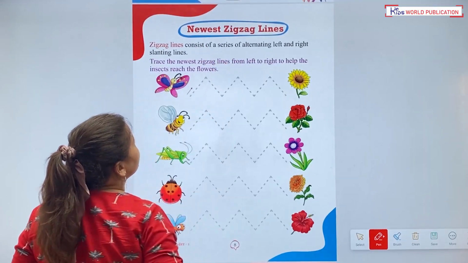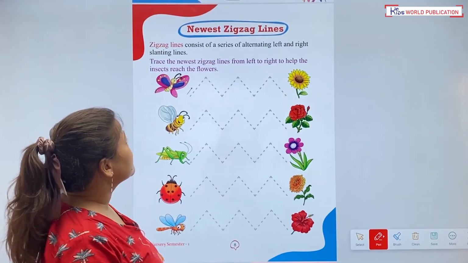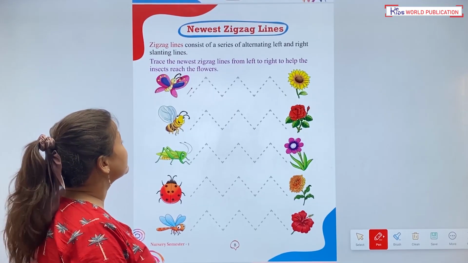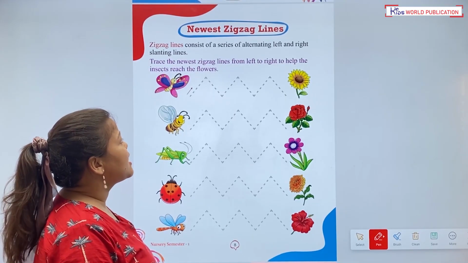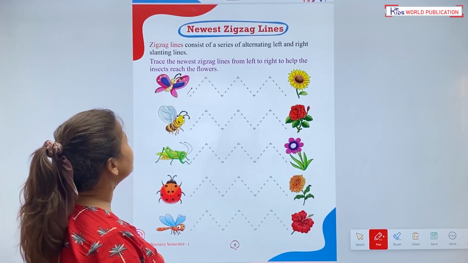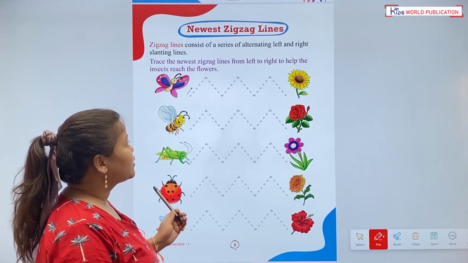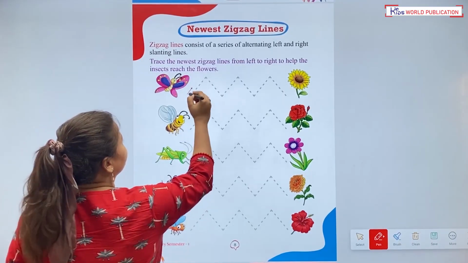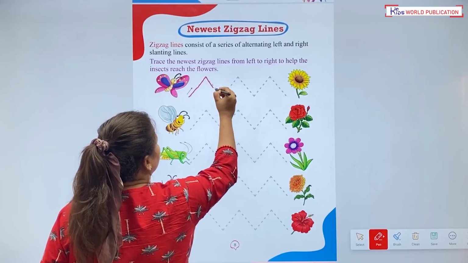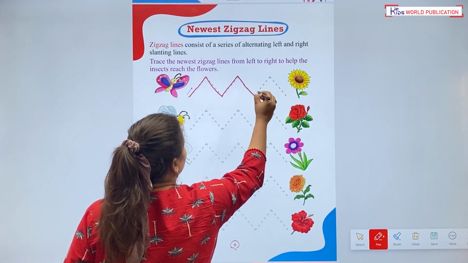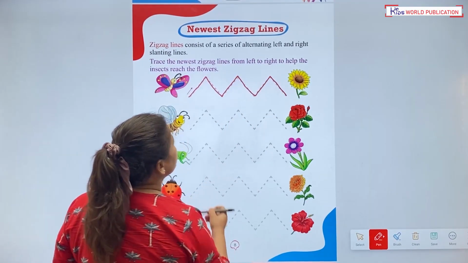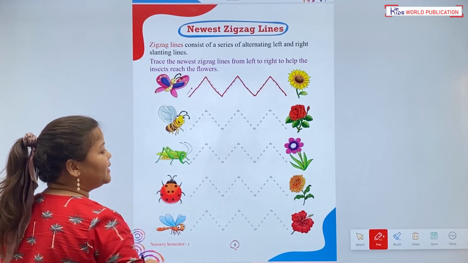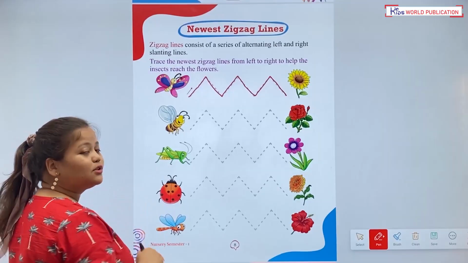Zigzag lines. Zigzag lines consist of a series of alternating left and right slanting lines. Trace the zigzag lines from left to right to help the insect reach the flower. So kids, let's draw the zigzag lines. So this is how zigzag lines look. So kids, you will complete the rest of the lines by joining the dots.